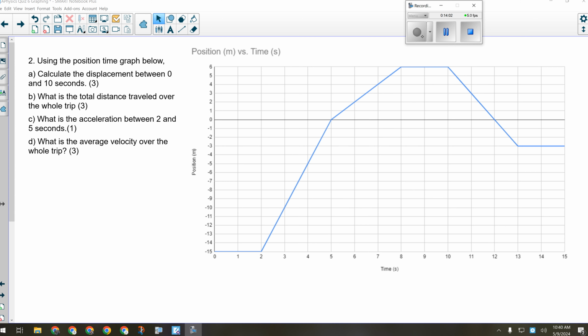All right, so we've got a position versus time graph. Let's quickly go over what the graph is telling us. What's going on in the first 2 seconds? Nothing. It's a position time graph, telling us where the object is. The object is at a position of negative 15 meters for 2 seconds. That means it's staying there. All right, what happens between 2 seconds and 5 seconds?